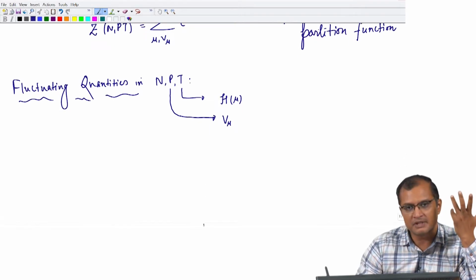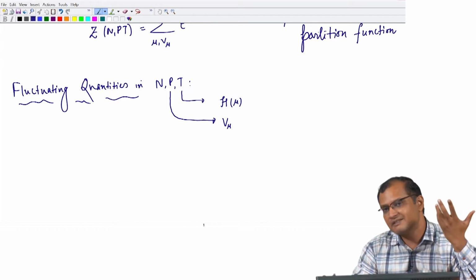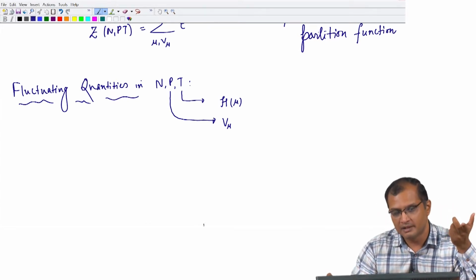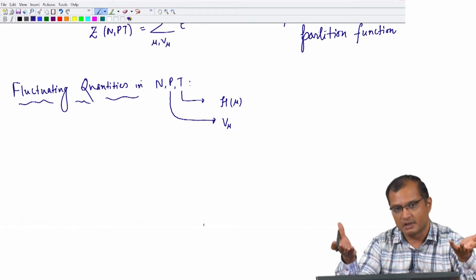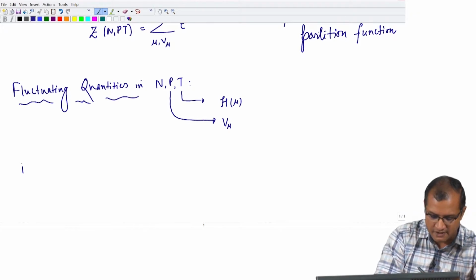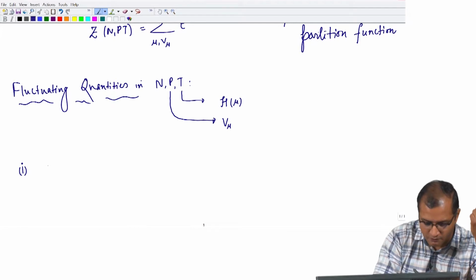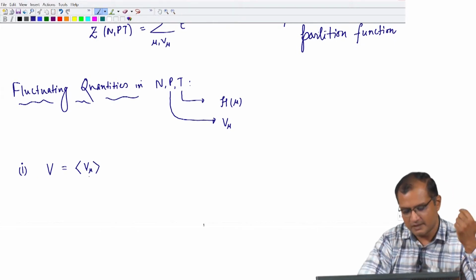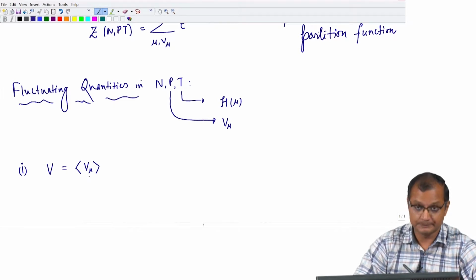And actually when something is fluctuating, you will be talking about their averages, because the instantaneous values of the quantities themselves have no meaning. What you really require is the quantity in the thermodynamic limit or the average of this quantity. So, the first average that you can think of is that of volume. Okay. So, I am going to call V the average of the instantaneous volume.